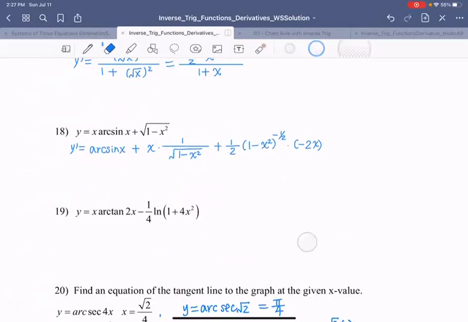Any volunteer for the number 19? No volunteer? Lawrence?